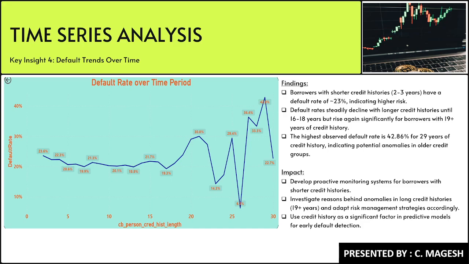So what we should do is introduce a monitoring system for borrowers with shorter credit histories. Investigate anomalies in longer credit histories and adapt risk management strategies. Use credit history as a significant factor in predictive models for early default detection, and develop a proactive monitoring system for borrowers with shorter credit histories, and adapt risk management strategies accordingly for the 19 plus years over time series.